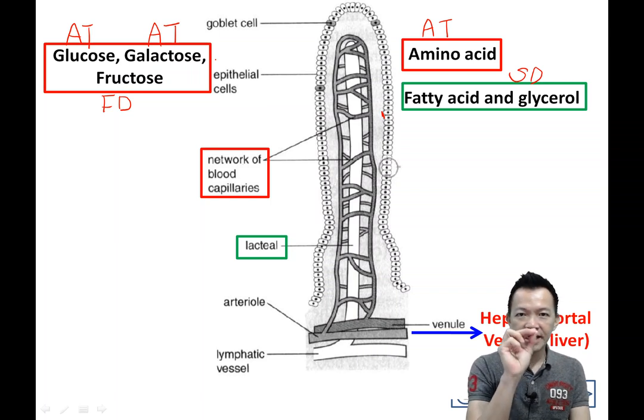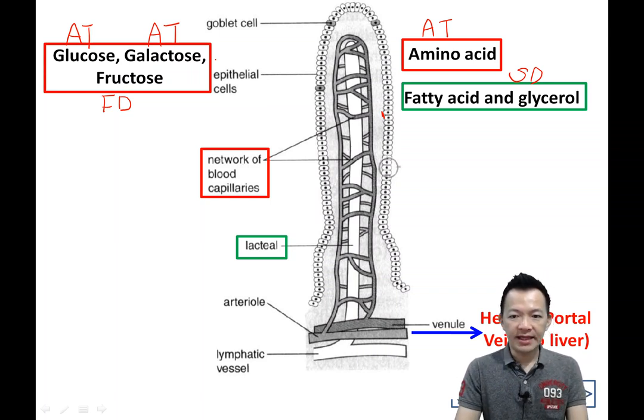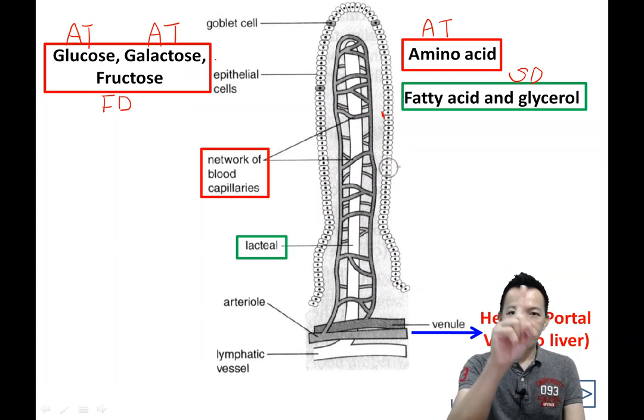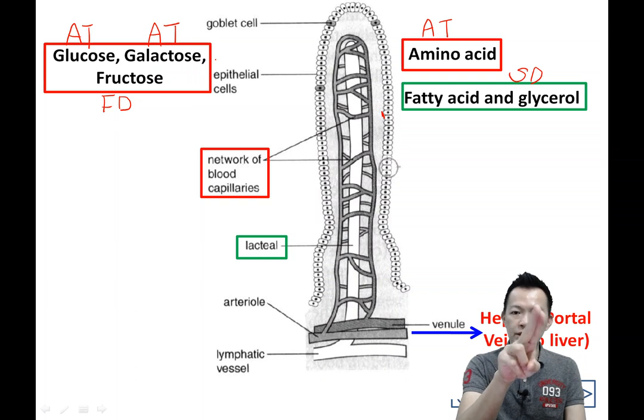But something funny happens when they diffuse through the wall. When the fatty acid and glycerol diffuse through the wall of the villi and pass through the epithelial cells, what happens? Something very funny happens. Fatty acid and glycerol, they condense together again. 它们又凝聚起来，become the lipid, 然后变回它的 lipid.